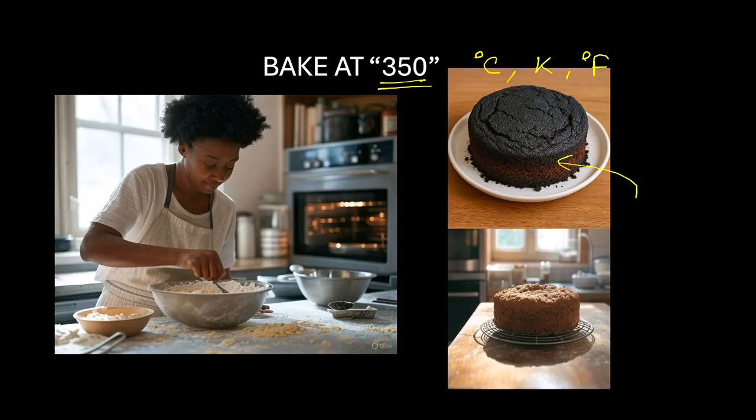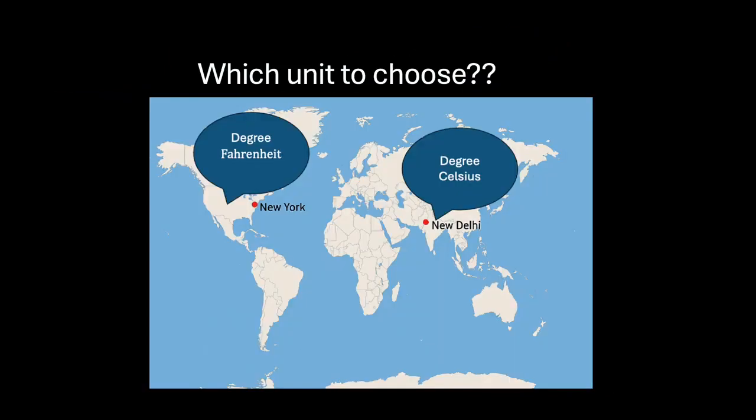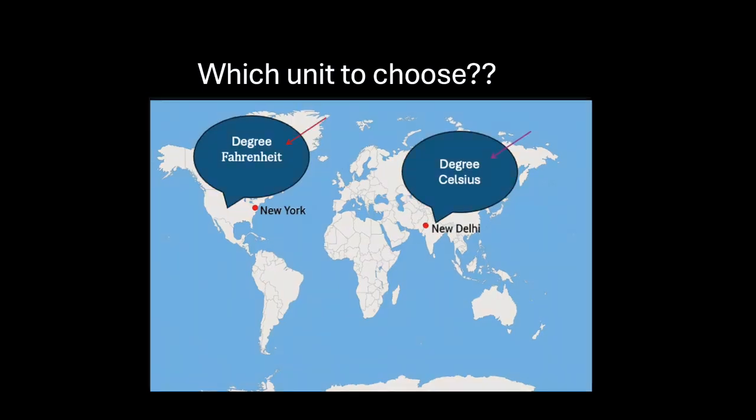Well, any quantitative observation or measurement, like temperature here, has to be represented by a number followed by a unit, right? Now, which unit to choose? For example, India can use a unit of temperature as degree Celsius and America can use degree Fahrenheit. What's a big deal about it? Well, there is a big deal about it.